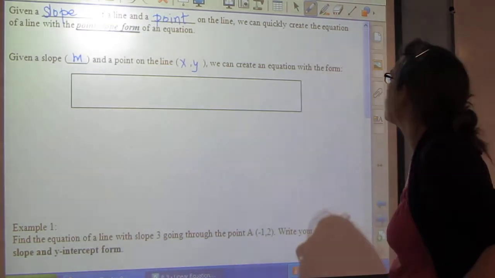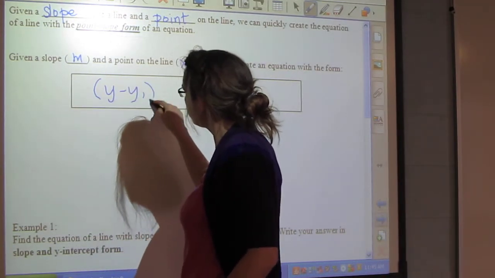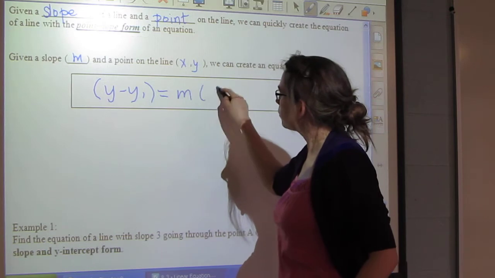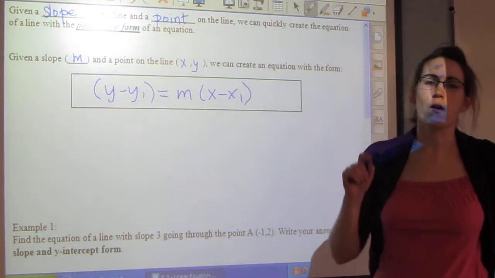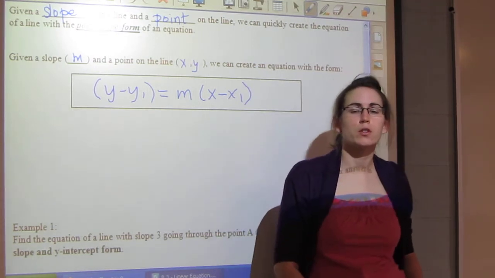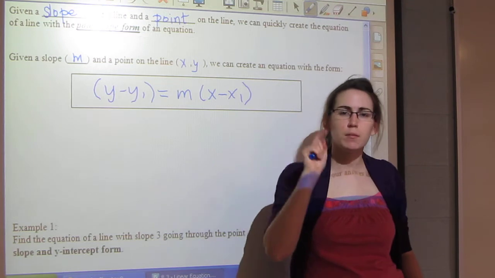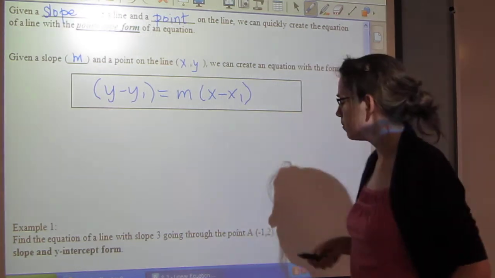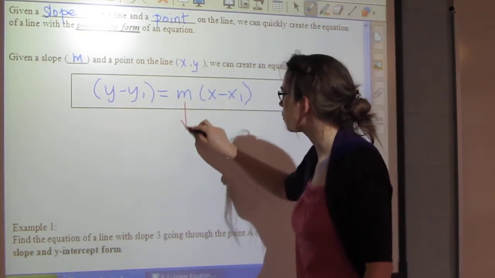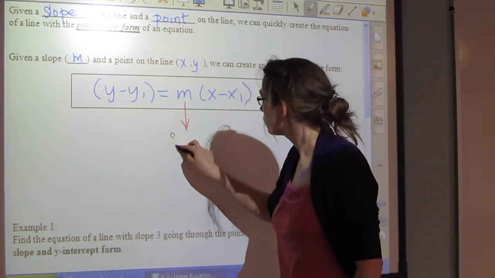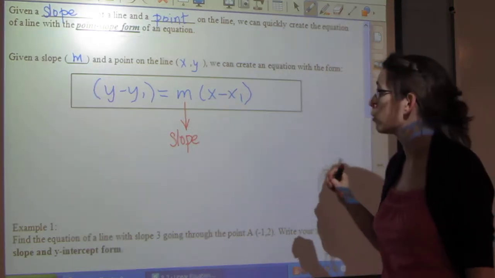We can create an equation with the form, here it is, y minus y1 is equal to m times x minus x1. Now at this moment, if you're looking at your computer screen thinking, what on earth do all of those letters mean? Let me tell you. The m is just the same m that we have as our slope. M is just our slope, and we're given this in the information that we have, and we're plugging it into our equation.